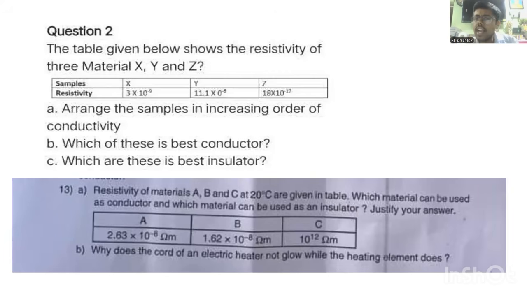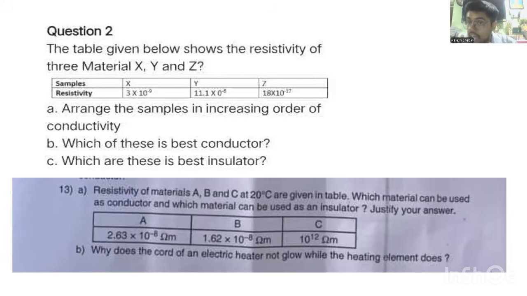For the best insulator, which will I use? Insulator means current should not pass. Which one should I use? X, Y, Z. Obviously, the lesser one. It is Y, because 10 power minus 5. So, very less conductivity if you see. It will be the best insulator because current cannot go in it. Which is less? It is 8 into 10 power minus 27, which is very much less.